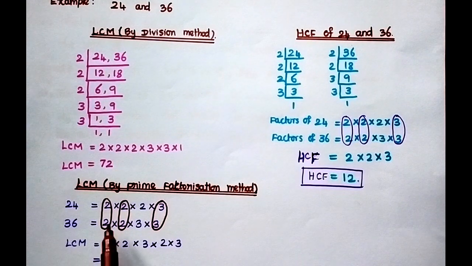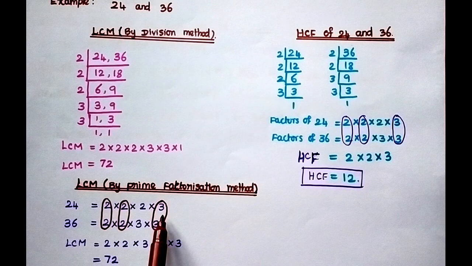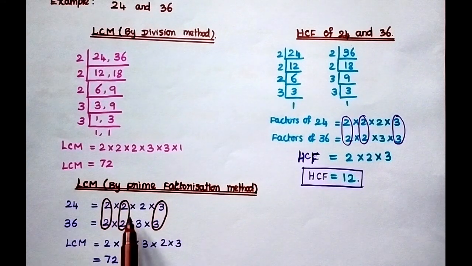LCM equals, listen, 2 and 2 are common here, so put one time, and here also 2 is common, so put one time, 3 also common, so write down one time. And then what's the remaining number? 2 and 3. Write down that also, and multiply. 2 2s are 4, 4 3s are 12, 12 2s are 24, 24 3s are 72. Same answer we get.